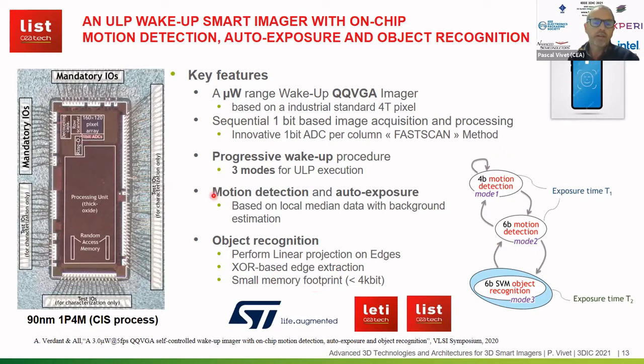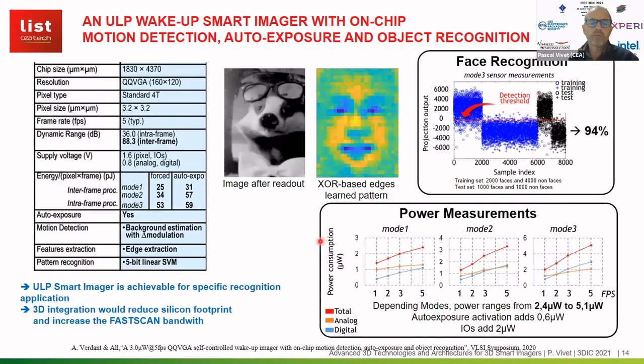We can see here the layout of the chip. This is a single layer chip with a very small pixel array, the processing unit capability, and the memory which is required to store the weights. The chip has been implemented and measured in a 40 nanometer technology. And this is the recognition of the image after the readout.